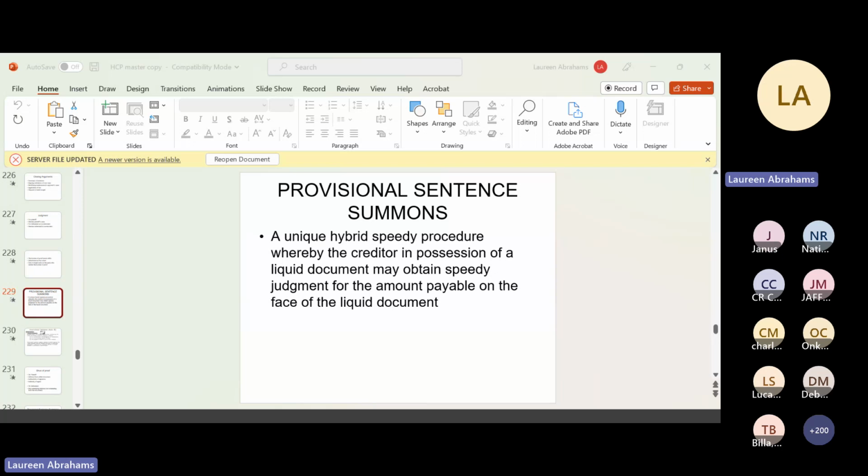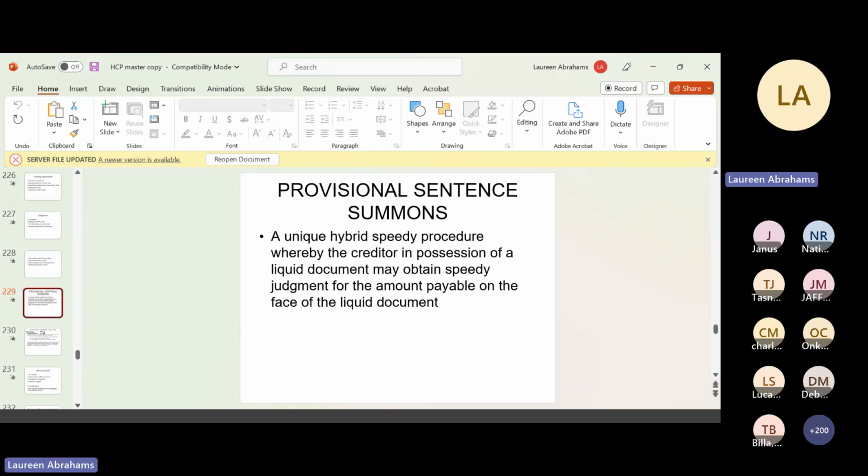Yeah, but we also did summary judgment. Oh, okay. So you didn't do provisional sentence summons. Provisional sentence summons and summary judgment are two totally different procedures. Remember, I said you get three kinds of summonses. You get a provisional sentence summons, you get a simple summons, and you get a combined summons. You use a provisional sentence summons if the claim is based on a liquid document, right?